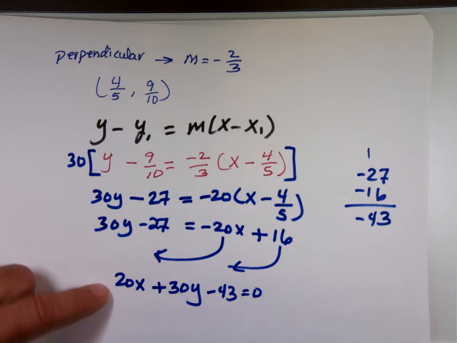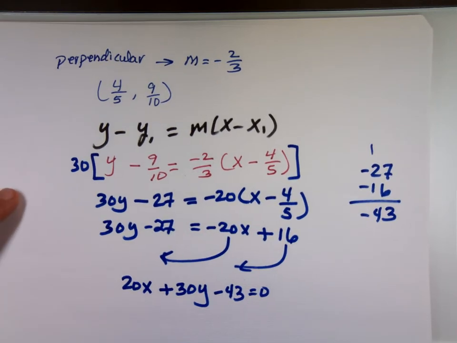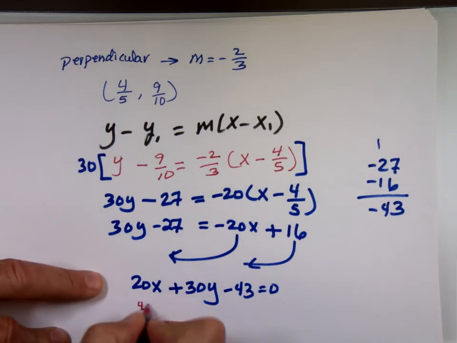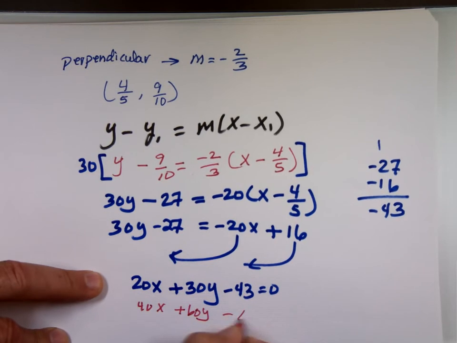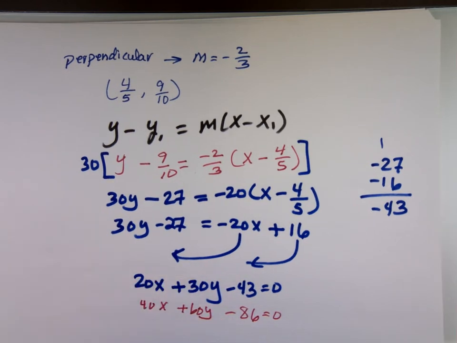So I'll be really curious to see if they mark this one wrong or not. You know, I have no idea. Better be right, because their answer is not simplified. We get the same answer. Their answer is this one: 40x plus 60y minus 86 equals 0. Well, what will happen if you divide this by 2? What do you have? 20x plus the 30y minus the 43. And the same thing with this one.